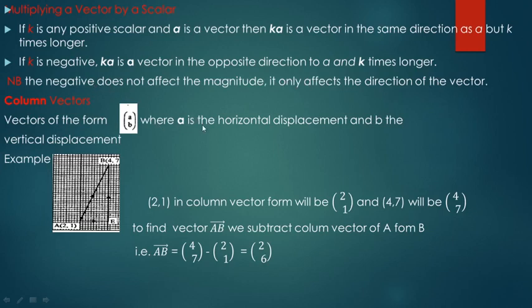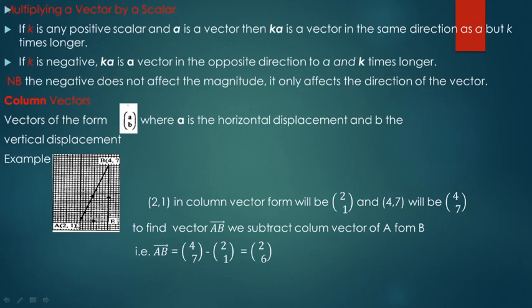Let's talk about column vectors. Vectors of the form (a, b), where a is the horizontal displacement and b the vertical displacement, is what we call a column vector. You must represent them in this form for them to be column vectors. Now, for instance, we have point A and point B.